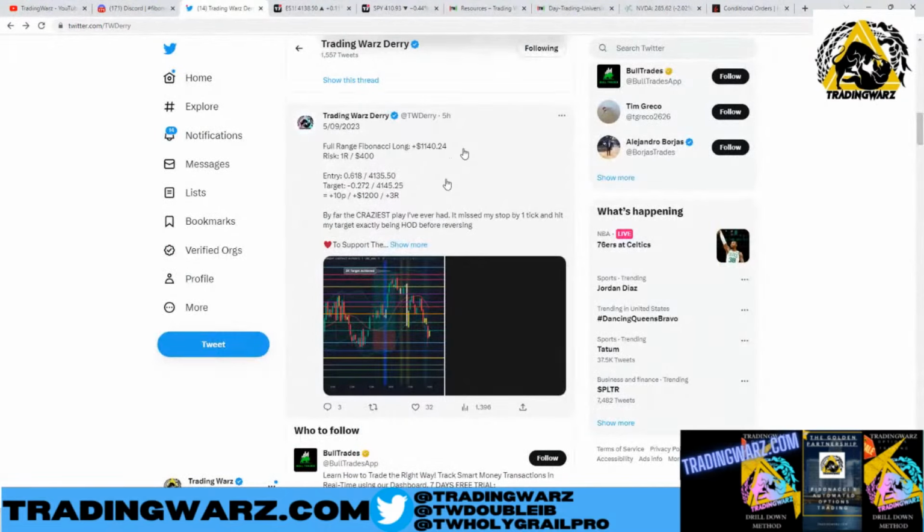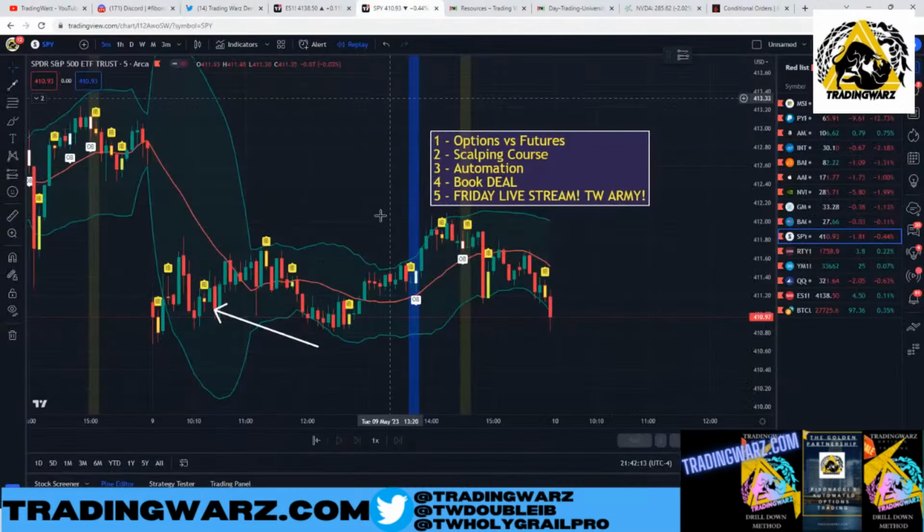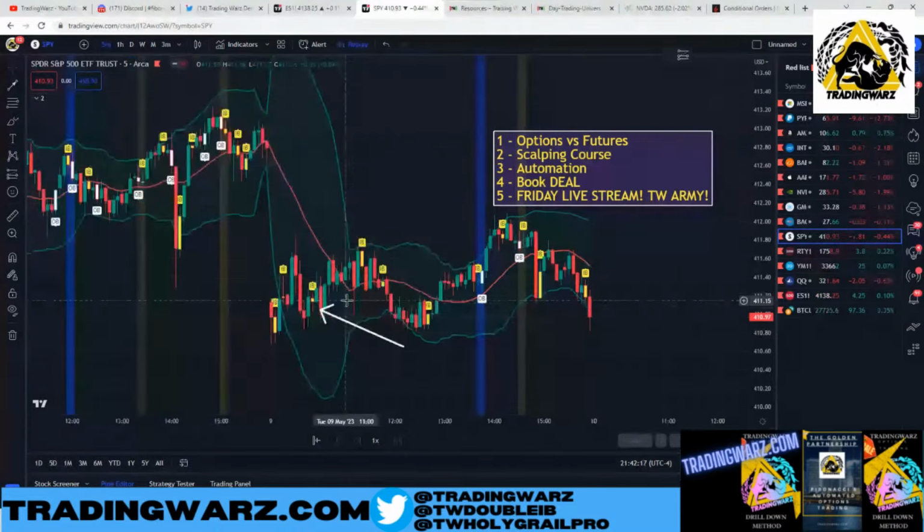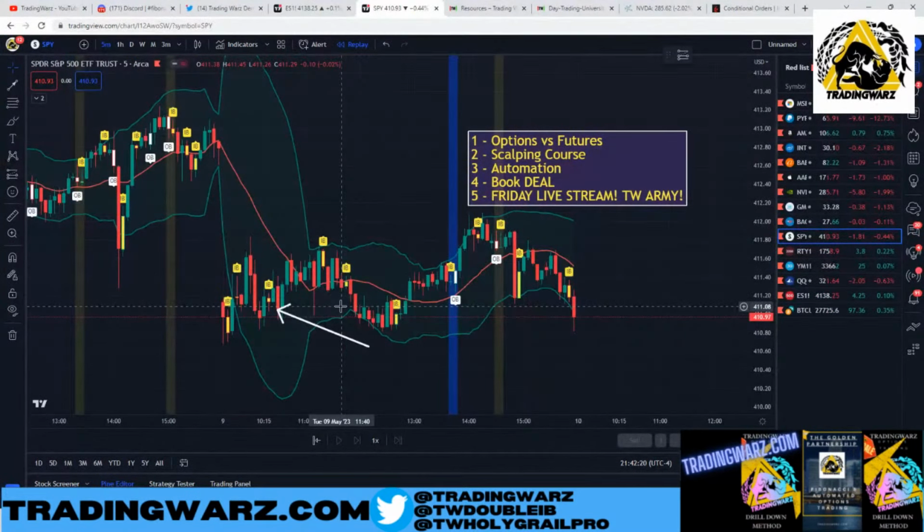If you look at this, guys, it is extremely tight and extremely choppy. So it looks very difficult to win on this trade, but trust me, guys, with the Fibonacci, you can definitely have an edge. It just takes time and it takes patience.